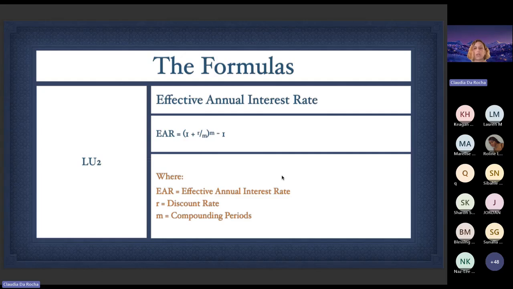And it's quite an easy formula: 1 plus r divided by m, where m is the number of compounding periods, all to the power of m, and then you minus 1. So it's quite a simple formula, quite simple to apply. And again, we're trying to work out what is our interest rate that reflects compounding. That's really the purpose.